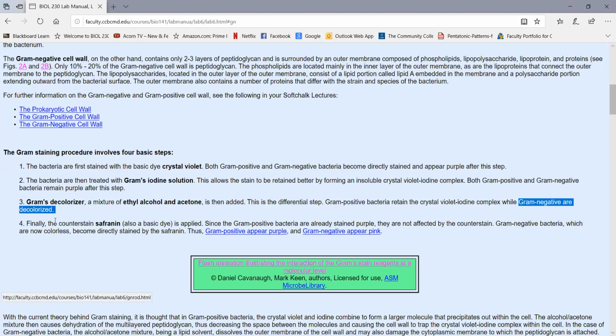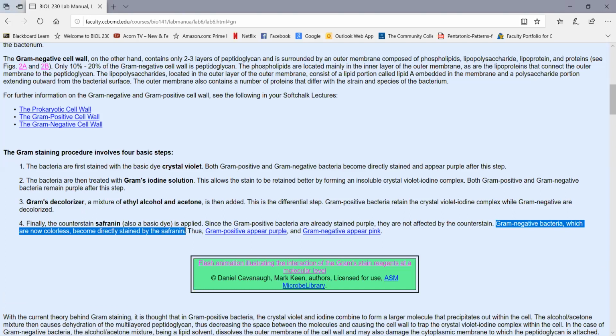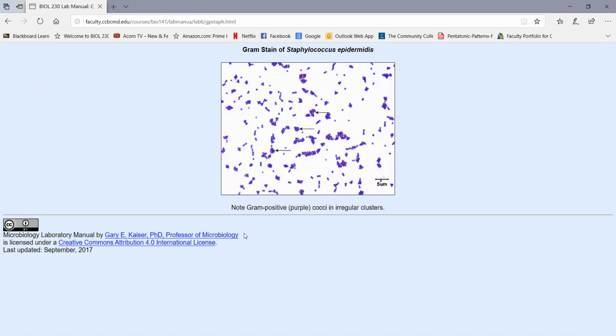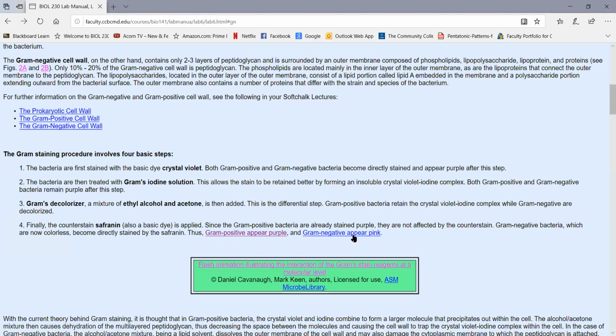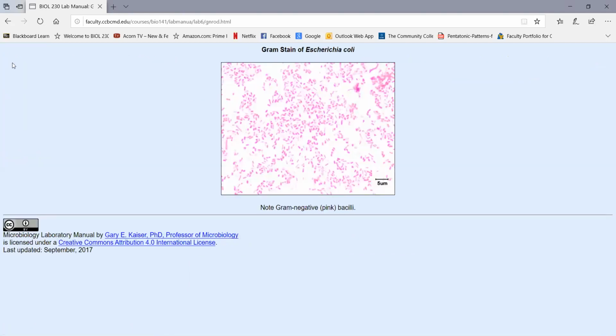So finally, we add the counterstain safranin. It's a basic dye like crystal violet, but it's pink rather than purple. Since the gram-positives are already stained purple, they remain purple. They're not affected by the pink counterstain. But the gram-negatives, which are colorless after step 3, pick up the safranin and stain pink. So when we're all done, the gram-positive bacteria, like the Staphylococcus epidermidis we're using today, stain purple, whereas gram-negatives, like the E. coli we're staining today, stain pink.